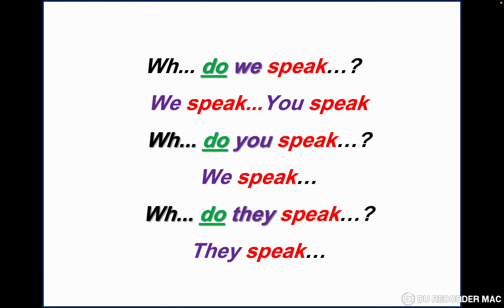Let's go to the plural form. In the plural form, we always have when or what or how or whatever WH word, plus do we speak. Why do we speak English? The answer: we speak English, or you speak English because. The second one, why do you speak English? And I'm speaking to a group of people. We speak English because this and this and this. And the last question, why do they speak English? They speak English because of this and this and this. So let's continue.